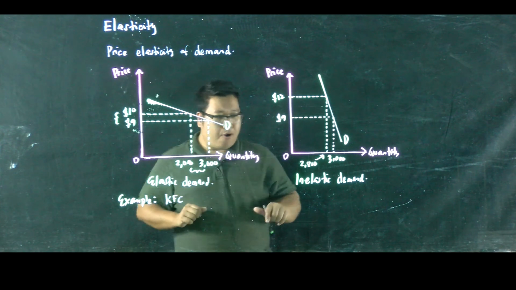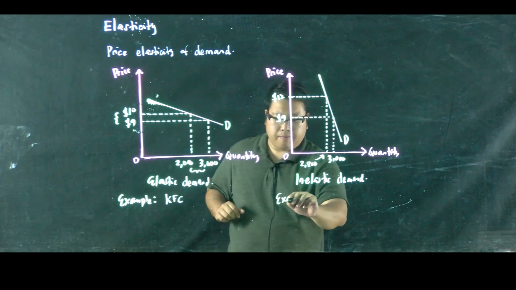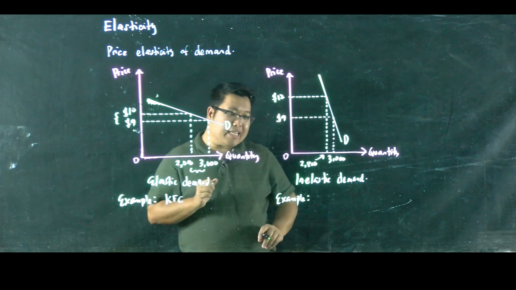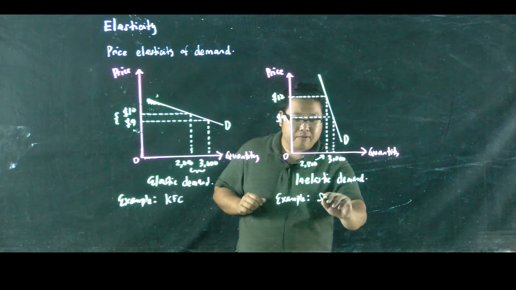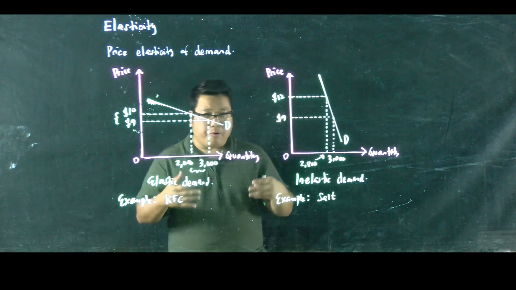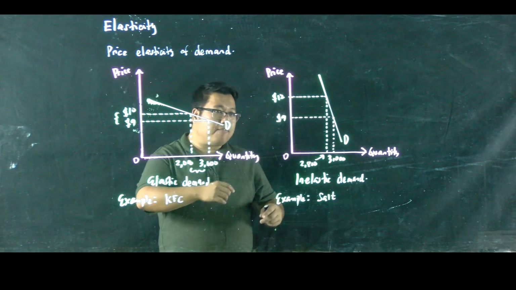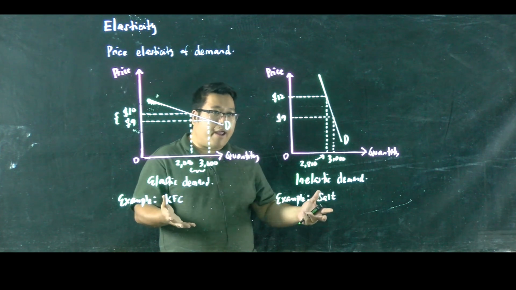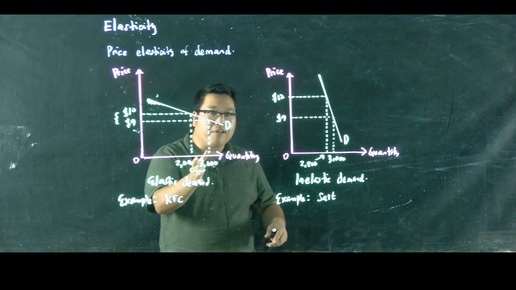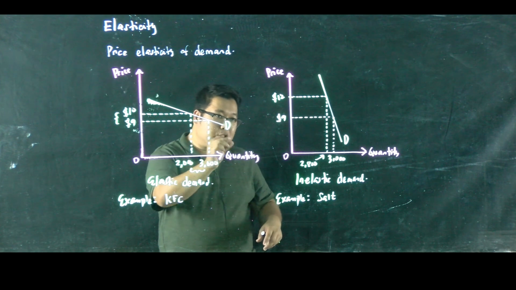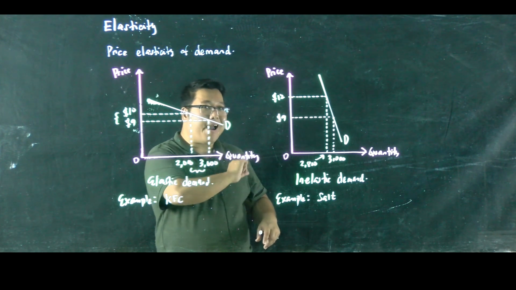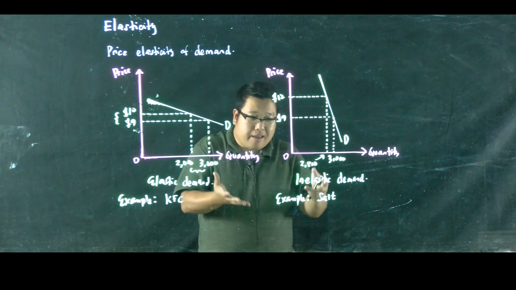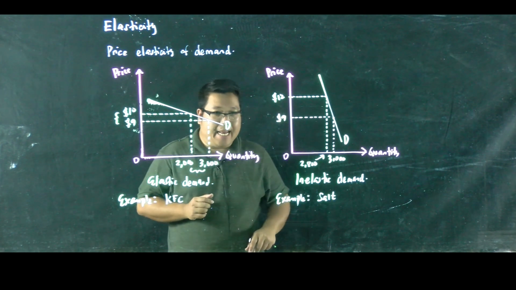Let me give an example of inelastic demand. An example of a good that exhibits inelastic demand is salt. We all use salt when we cook. And if the price of salt increases, we still buy it. Why? Because we need it for cooking. And also, we don't buy it often. And we use only a small percentage of our income to buy salt. So we can conclude that salt is a good that exhibits inelastic demand.